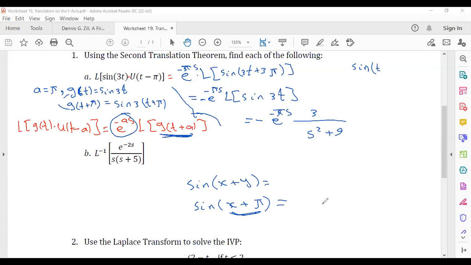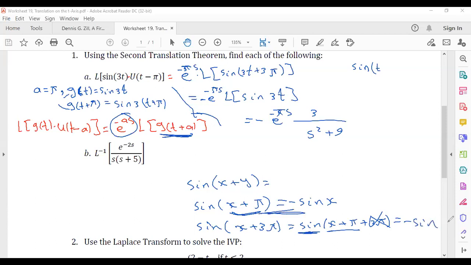It will be in the third quadrant, and in the third quadrant, my sign is negative. So it is negative sine x. Also, if you have sine of x plus 3 pi, which is the same as sine of x plus pi plus 2 pi, the sine is a periodic function, so there is no need to write its period. So I have only sine of x plus pi, which is given to be the same as negative sine x.